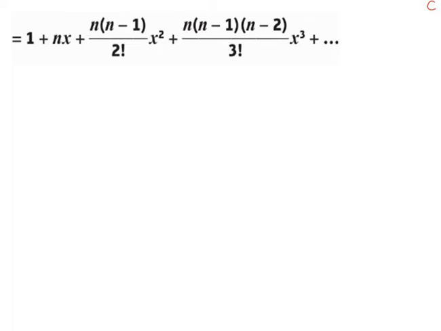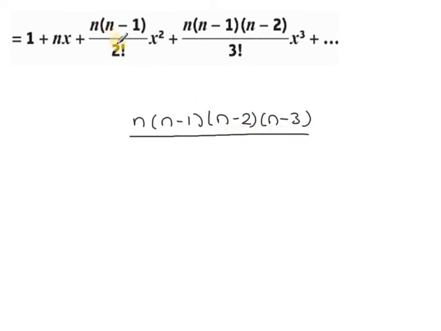Now here's the formula that we're going to use. It's given in the formula book, and there's a pattern to the terms. So if we went for the next term, so we've got the first, second, third, fourth term, the fifth term in the expansion would be n times n minus 1 times n minus 2 times n minus 3 over 4 factorial, and you can see 2 factorial, 3 factorial, this would be 4 factorial. You can see x, x squared, x cubed, this would be your x term to the power of 4.